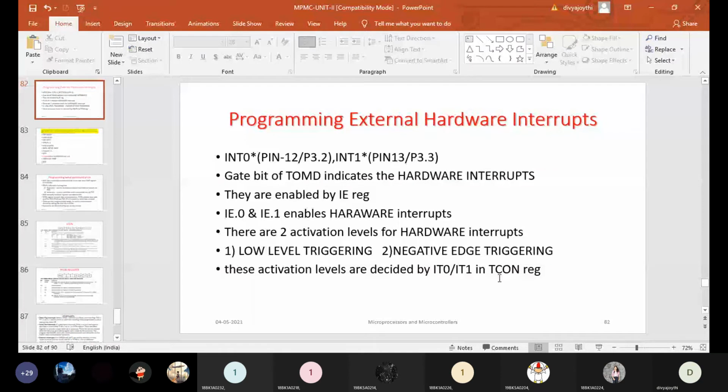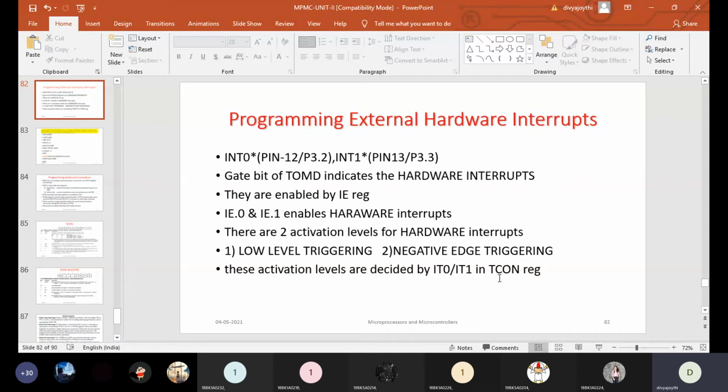And next, while dealing with external hardware interrupts, we have discussed triggering. There are two types of triggering: one is level triggering and another one is edge triggering. Level is again of two types, low level triggering and high level triggering, and edge triggering is also of two types, negative edge triggering and positive edge triggering.